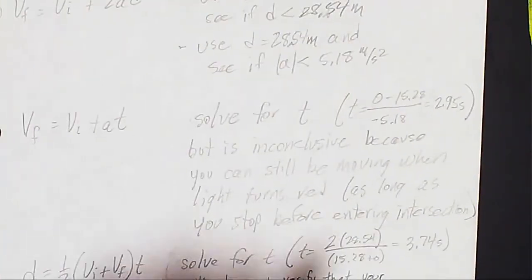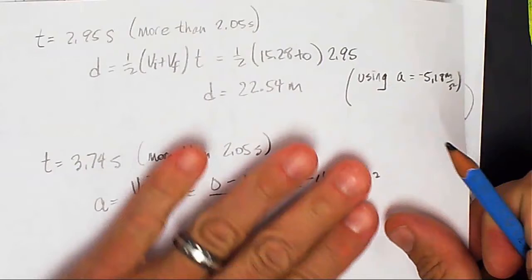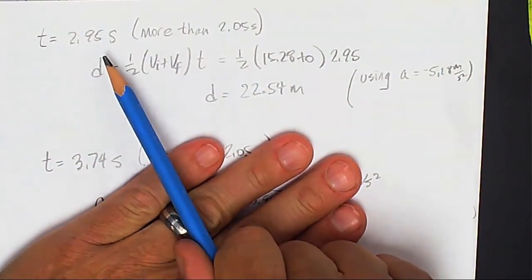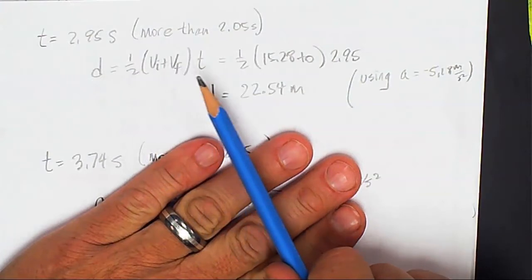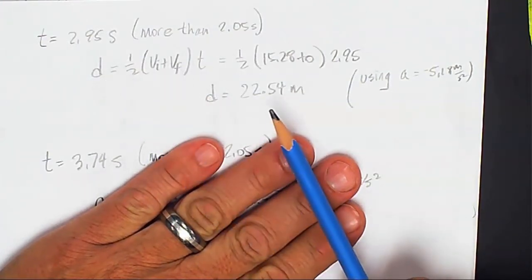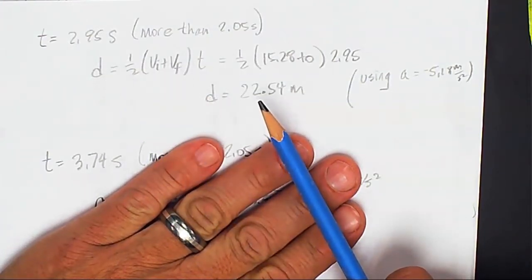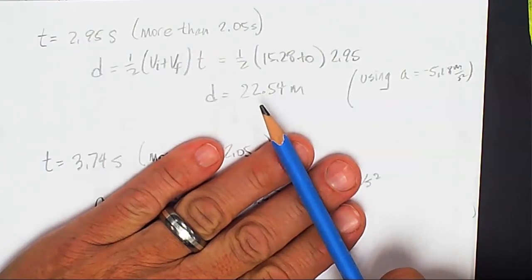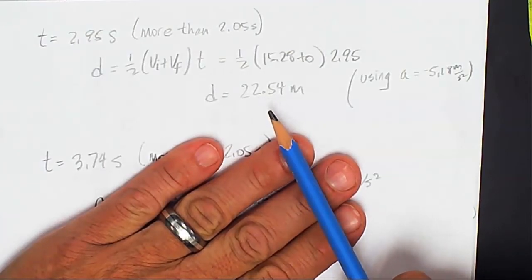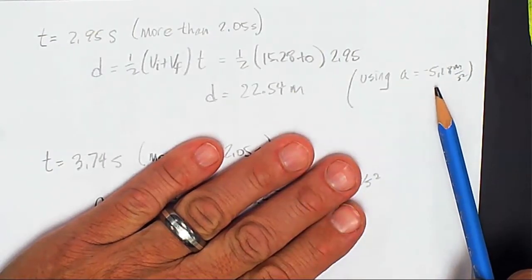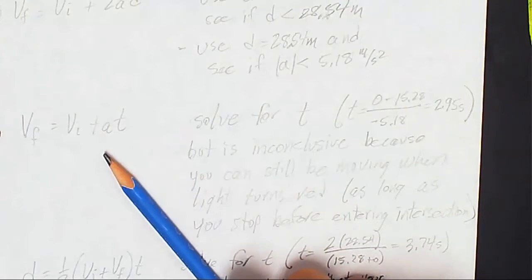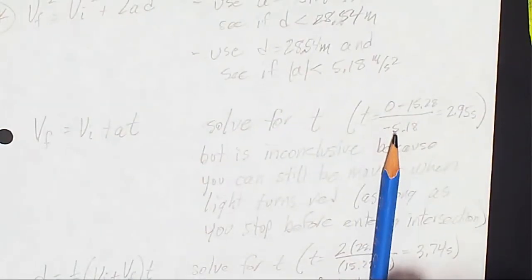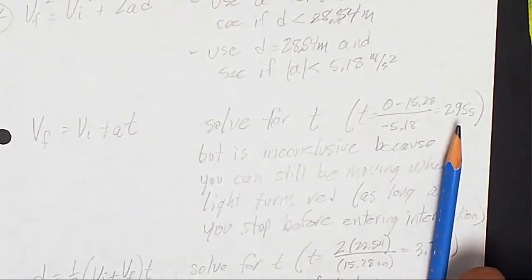In fact, we can show you if we use 2.95 seconds, here it is, I'm going to use 2.95 seconds. I have to use another equation to figure out what the displacement is, and you can see here that it agrees now with what I got in part A when I found out that it's going to take me 22.54 meters to stop. And that's using my maximum acceleration, which is what I used right here. You can see 5.18. Okay, so got to be careful.